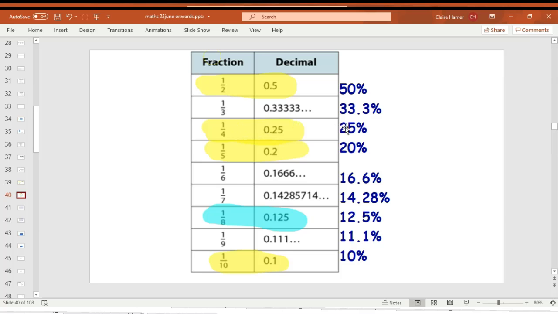So a quarter is 25%. So in a shop, if you see 25% off, that means you've got a quarter off the price. 1/5 is equal to 20%. I've written these two down, but you don't need to know those. 1/8 is 12.5%. See, they've just moved 2 places. And 1/10 is 10%. Just pause the video and write down any facts that you didn't get, particularly the coloured ones, as those are the ones that you need to know off by heart.